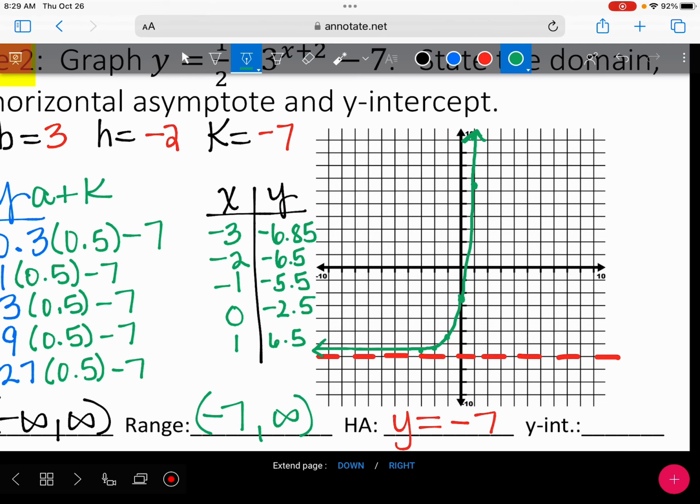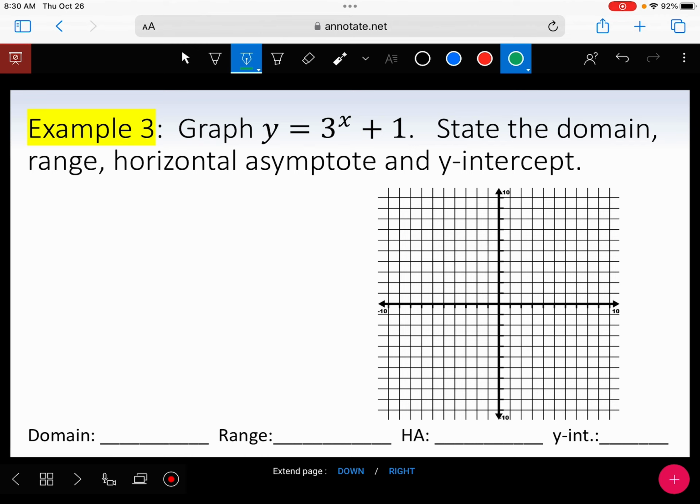Okay, let's go to example 3. Two more. So for example 3, we have the same base, so that should be easy to do.